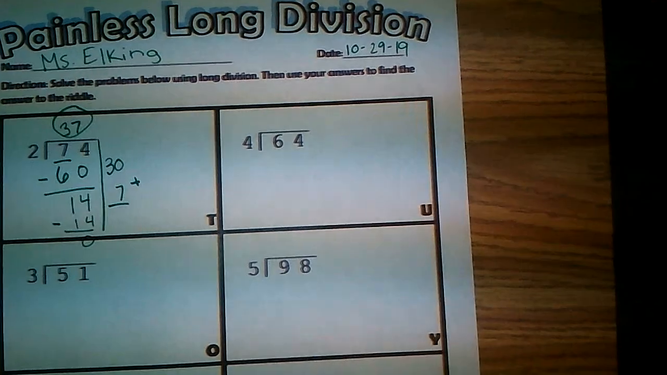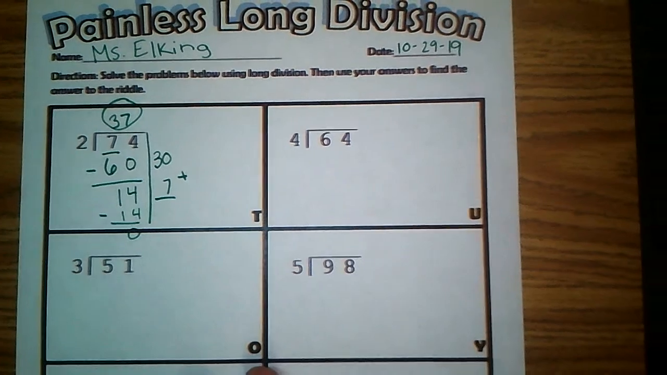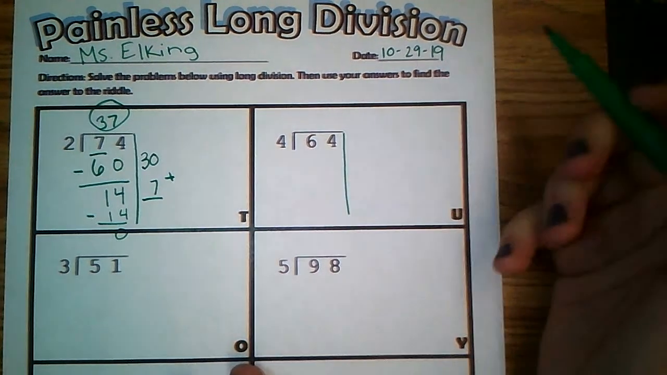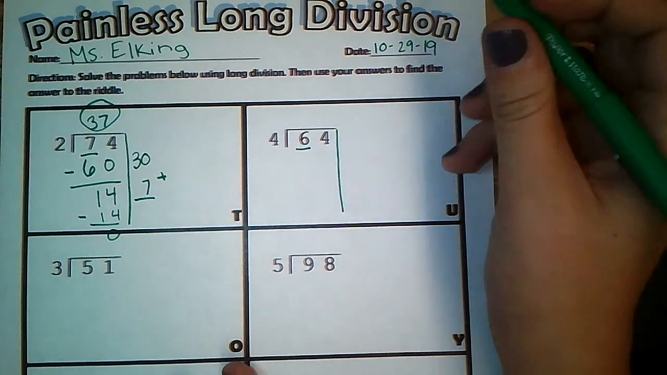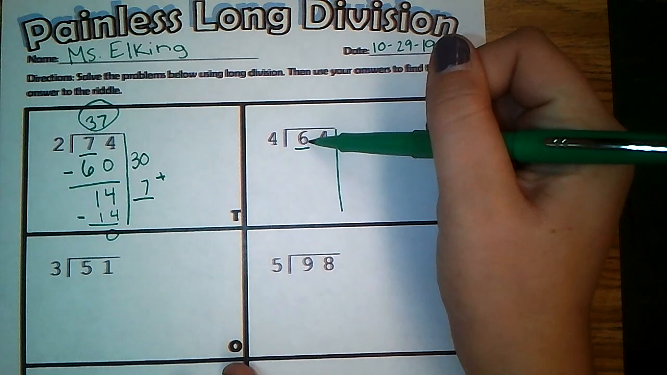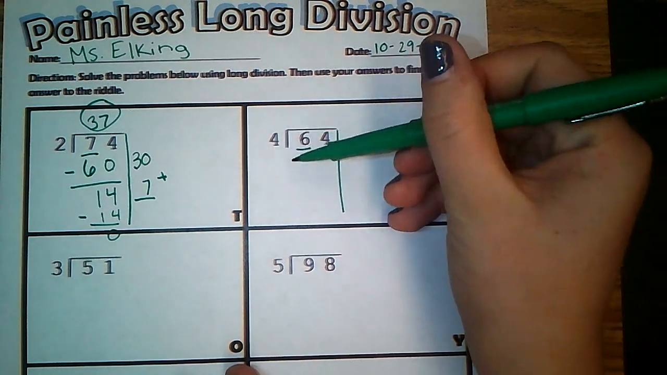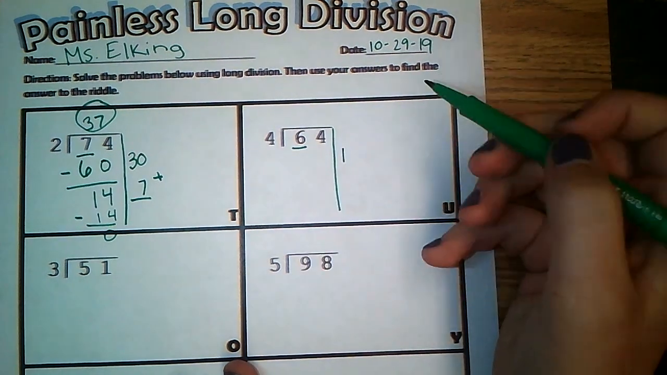We're moving on to the next one. Here we go. I'm going to make the long line down and underline the first number. How many times can 4 go into 6? I know that 4 times 1 is 4. 4 times 2 is 8, so that's too many. So I'm going to put my 1 over here.